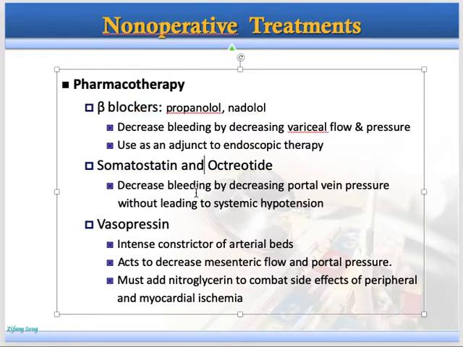One of the things which we give is somatostatins or octreotide. It decreases the portal venous pressure without any effect on systemic hypertension or systemic circulation. We can also give them vasopressin. Now, vasopressin is mostly given IV at the dose of 0.2 to 0.8 units per minute, and it's a vasoconstrictor. Okay, it's an intense constrictor. Of course, as a vasoconstrictor, it decreases the mesenteric blood flow and portal pressure.